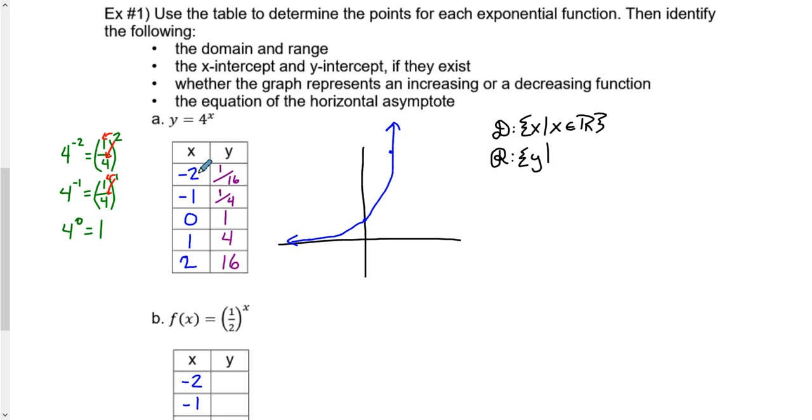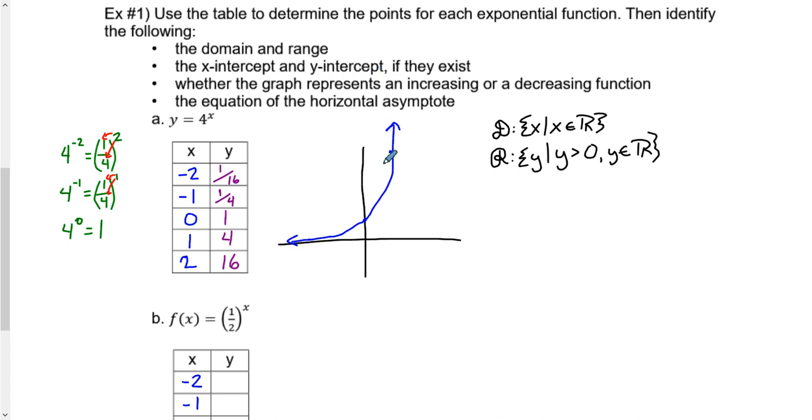Because as our y's keep on going down, this graph does keep on getting closer and closer to that x-axis. But no matter what you do, it's never going to cross. It's never going to hit that x-axis. Which means that our range is just our y's that are greater than 0. That's an element of the real numbers because it could still be all the real numbers, but just ones that are greater than 0.